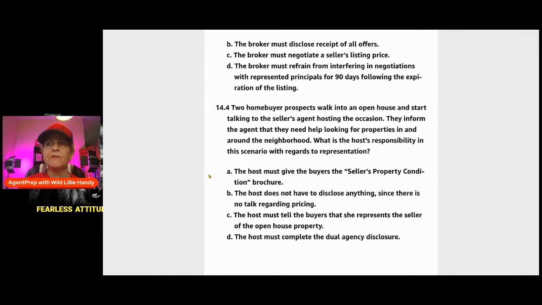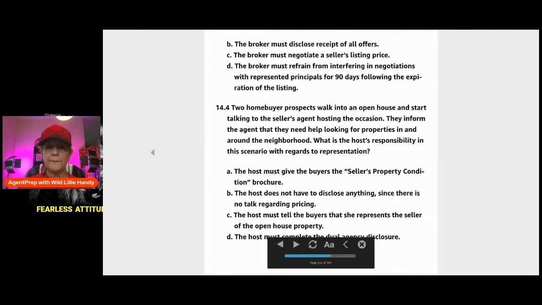A, the host must give the buyers the seller property condition brochure. B, the host does not have to disclose anything since there is no talk regarding price. C, the host must tell the buyers that he or she represents the seller of the open house property. Or D, the host must complete the dual agency disclosure. All right, so far I've got C, C.